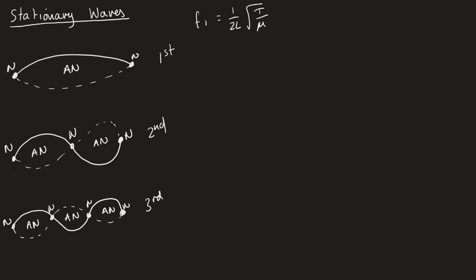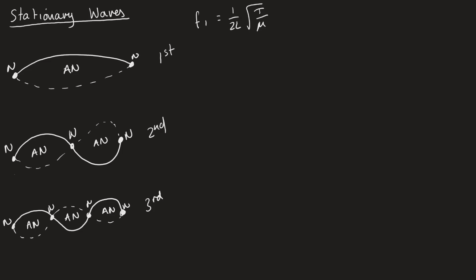We said the way that you want to work out what the harmonic should look like, if you've been given a question that says draw the second harmonic on this string, is that the number of antinodes is equal to the harmonic that you want to get. In the first harmonic we have 1 antinode, second harmonic we have 2 antinodes, third harmonic we have 3 antinodes.